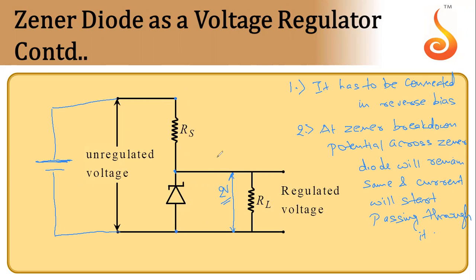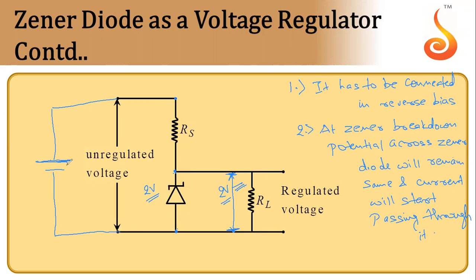Now, at a certain potential, this Zener will break down. So let's say we have chosen the Zener breakdown potential as 2 volt. Means when a potential of 2 volt is applied across Zener diode, it will break down. So once the potential across this Zener diode reaches 2 volt, this will break down. Once this happens, the potential difference across Zener diode will remain the same. So we had our load here. Once the Zener diode breaks down, the potential difference across this resistance will remain the same as 2 volt.